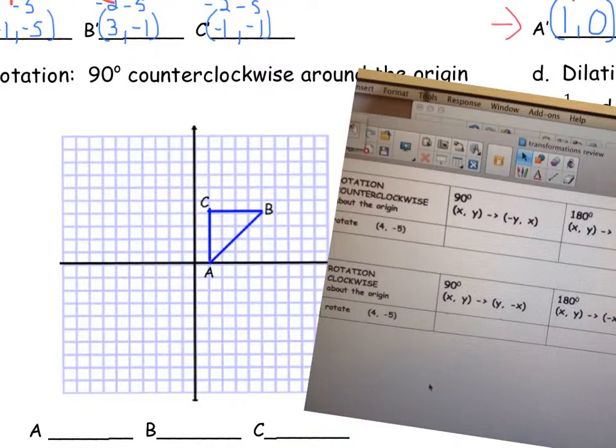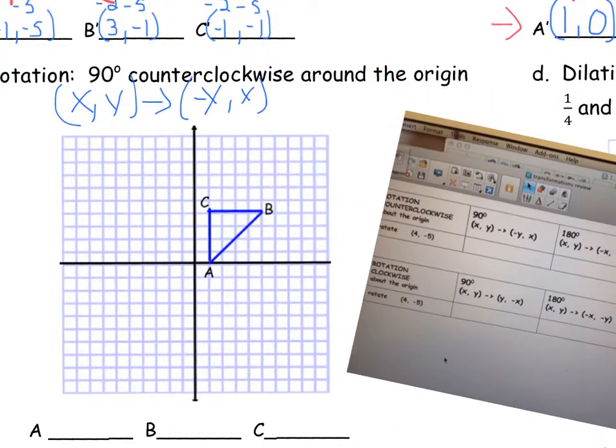All right, for the next one, I've been very upfront with you. I use the coordinate notation every time with rotations. So I see that it is going to be a 90 degrees counterclockwise. So I go to my notes. I see 90 degrees counterclockwise. The coordinate notation is we flip them, and the first becomes its opposite. So that's what I'm going to do.